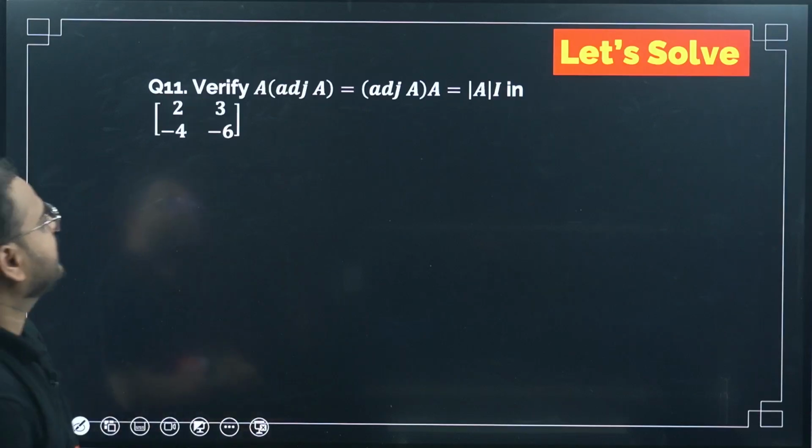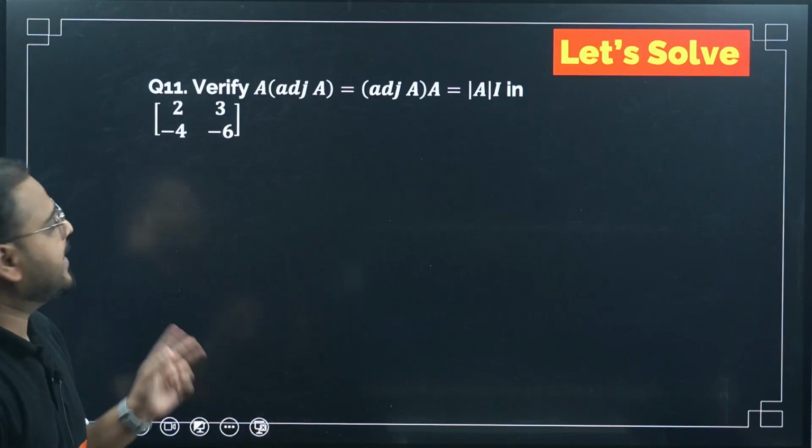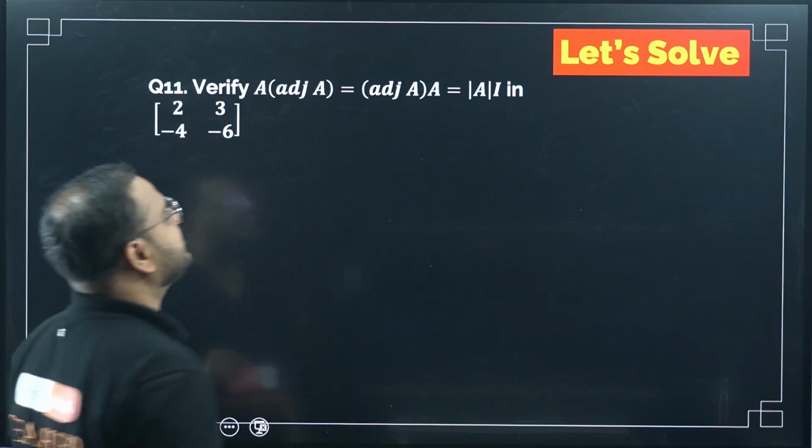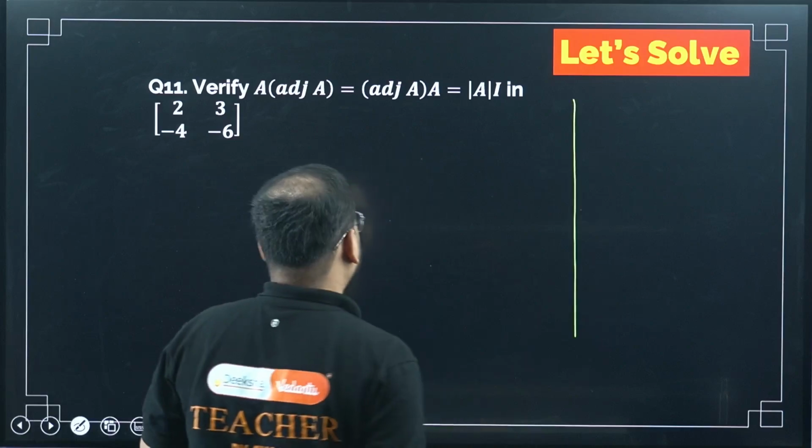Okay, now we have to verify this. A times adjoint of A equals determinant of A times I. First find the determinant over here.